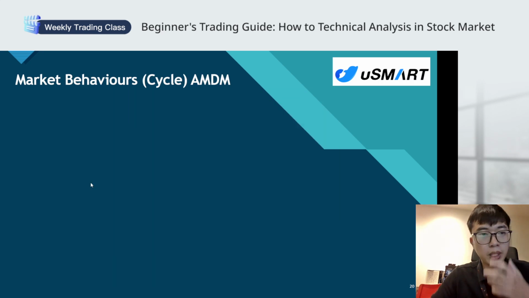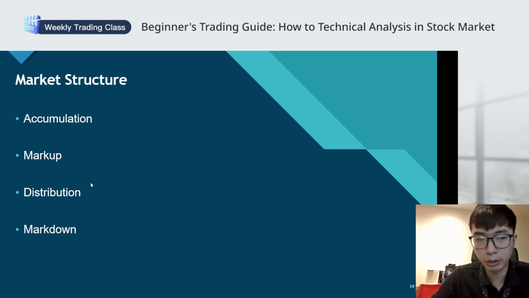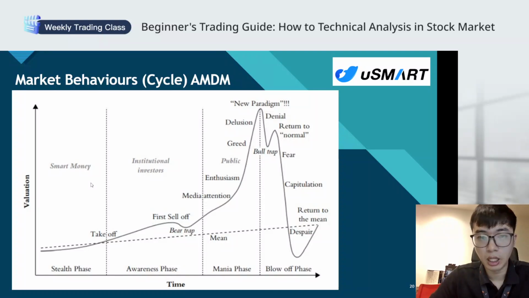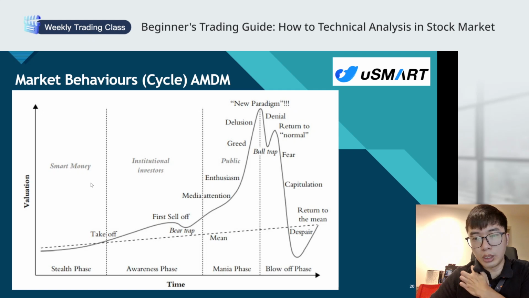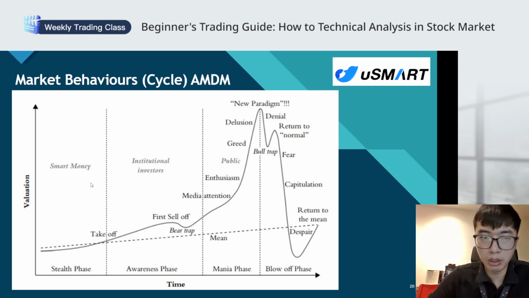Okay, the market behavior cycle will be the AMDM, just now I mentioned accumulation, markup, distribution, and markdown. AMDM. So this will be the last slide I will share with you all, and this is very important. Many people don't know how to do this. This is how we read the big picture and long-term picture of where the market is now.